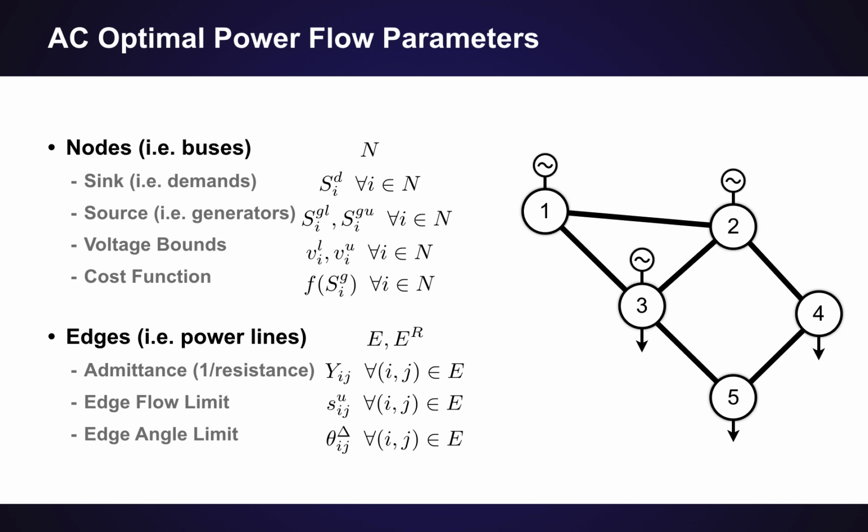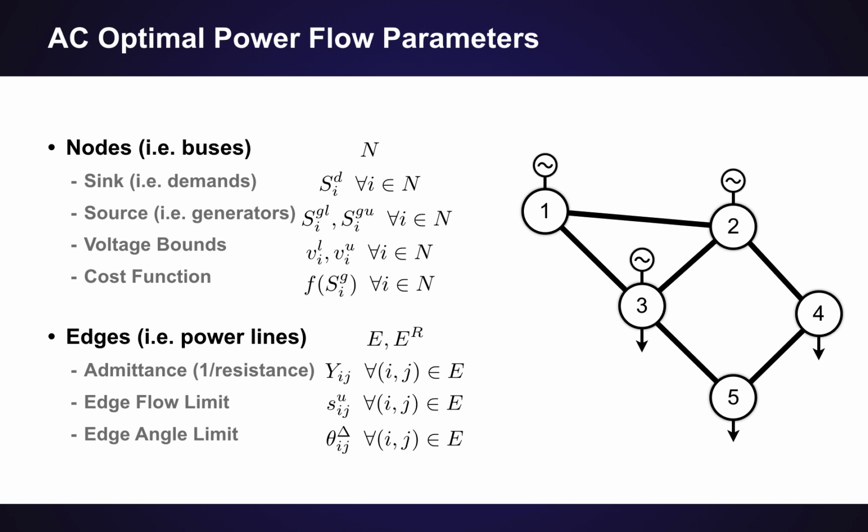We are also going to include an angle limit on the power lines. So we are essentially going to say that we have a limitation on how large the angle difference can be between two adjacent nodes. So two nodes connected by a power line cannot have a larger angle difference than this. So this is also a typically included constraint.